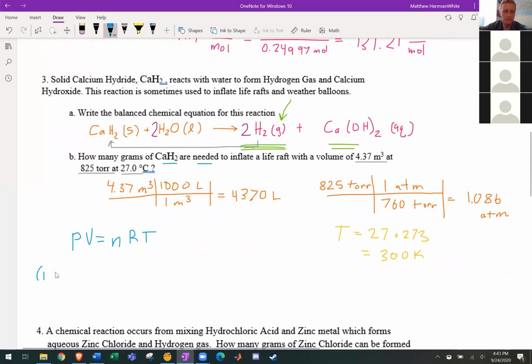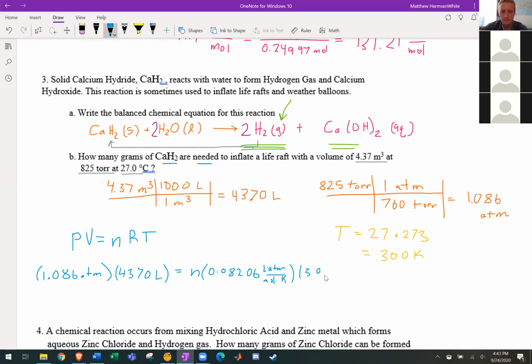So pressure, 1.086 ATM, times volume, which is 4,370 liters. We don't know number of moles, but the R value we do know. That's 0.08206. And the units, if you're interested, is liter times atmosphere divided by moles times Kelvin. But as long as you have the other units correct, you will be fine.